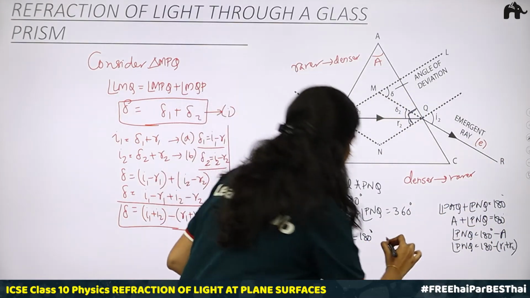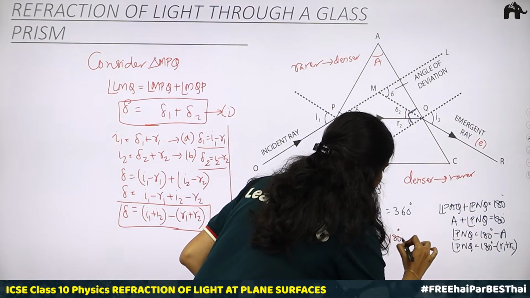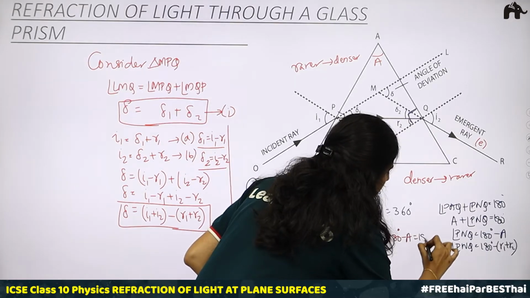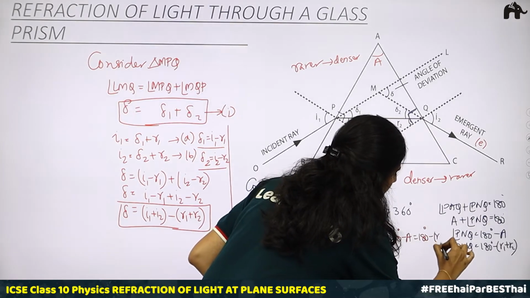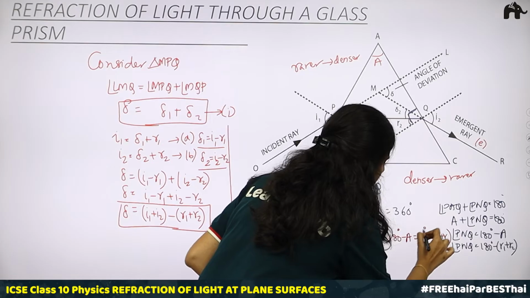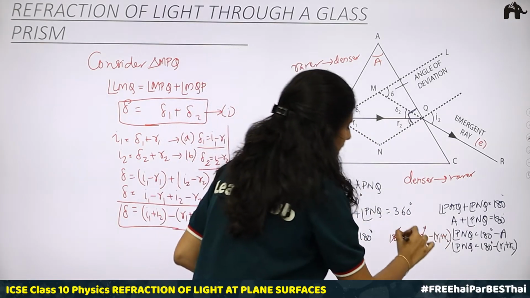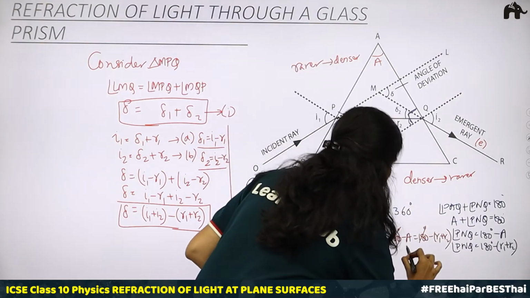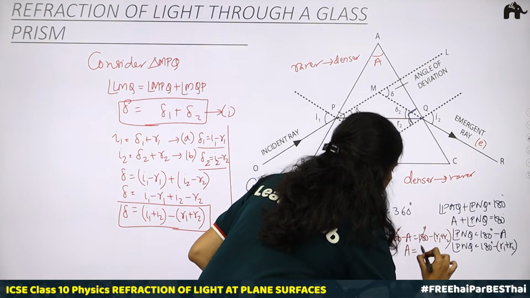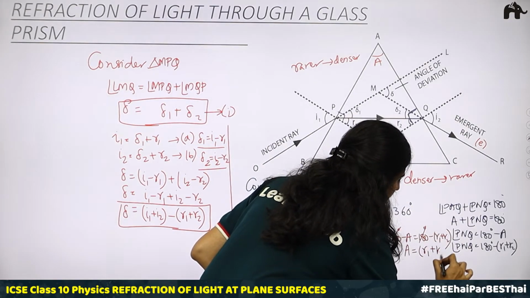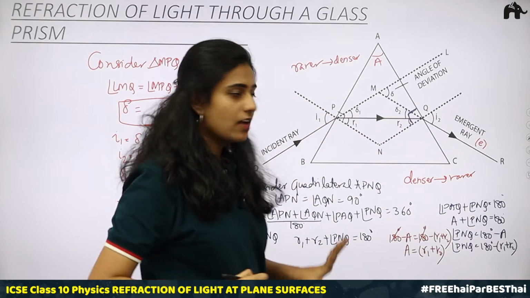Therefore, we have 180 degree minus A is equal to 180 degree minus R1 plus R2. 180 degree can be cancelled from both the sides. Negative signs can be removed, which means angle of the prism will be equal to R1 plus R2. A will be R1 plus R2.